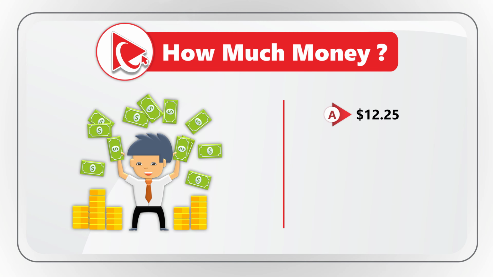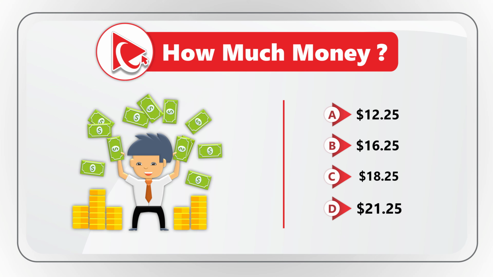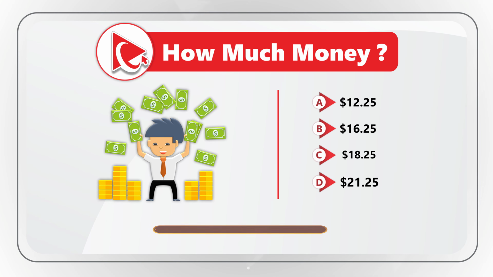Choice A, $12.25. Choice B, $16.25. Choice C, $18.25. And last but not least, choice D, $21.25. Please pause this video if necessary, do your counting, and post your answer in comments.